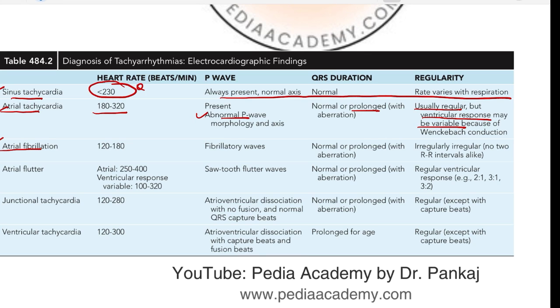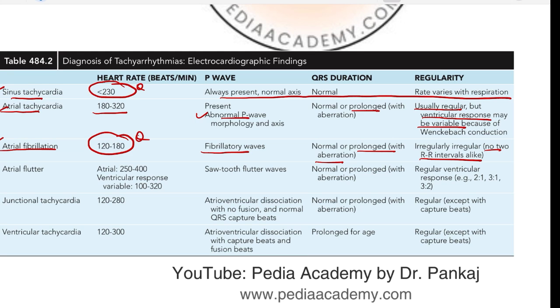Second thing, atrial fibrillation. In this, heart rate is 120 to 180. As the name suggests, P waves are fibrillatory, QRS duration is normal or prolonged with aberration, and regularity is irregular. No two R-R intervals are alike. You have to remember that.